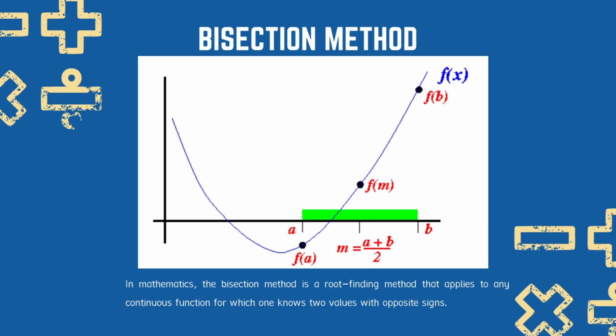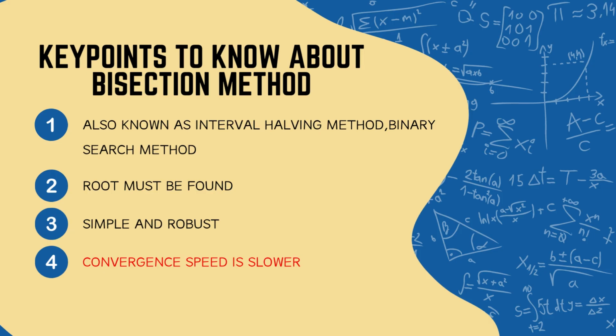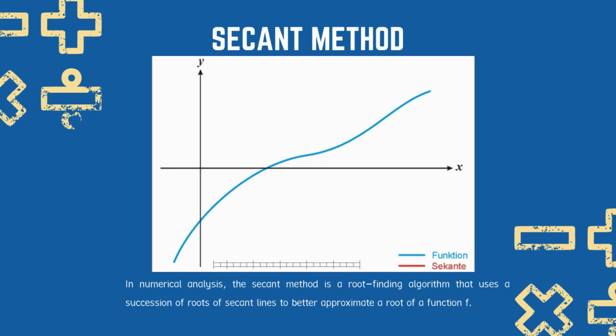So the bisection method is a root finding method which applies to any continuous function for which you know two values with opposite signs, and then finds the root by halving the interval and comparing with the actual root. The key points to know about the bisection method: it is also known as the interval halving method or binary search method, and here the root must be bracketed. It's a simple and robust method, but its convergence speed is low.